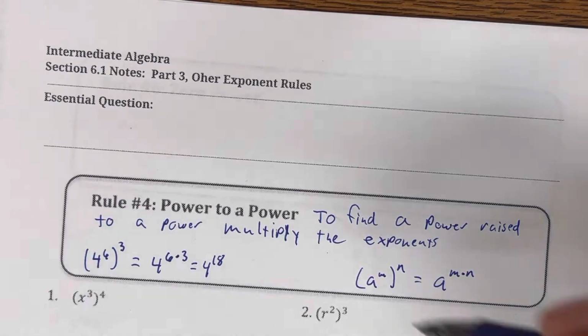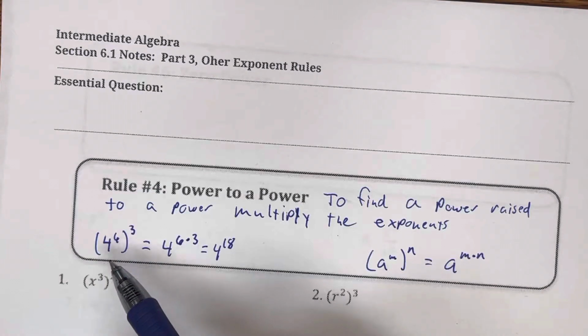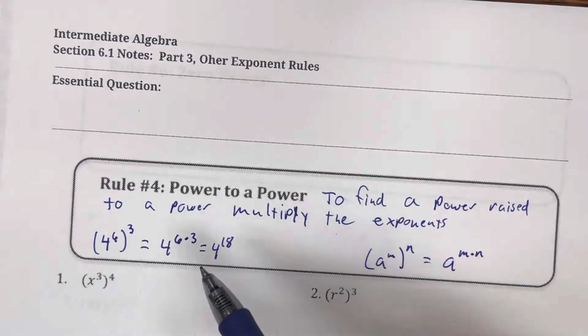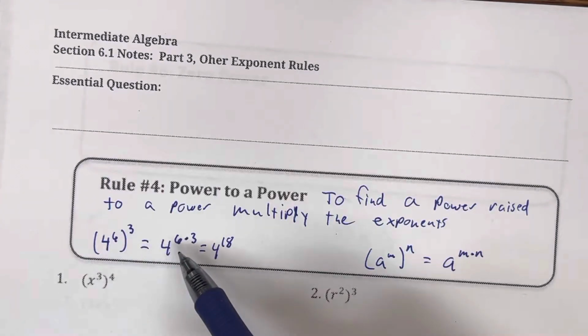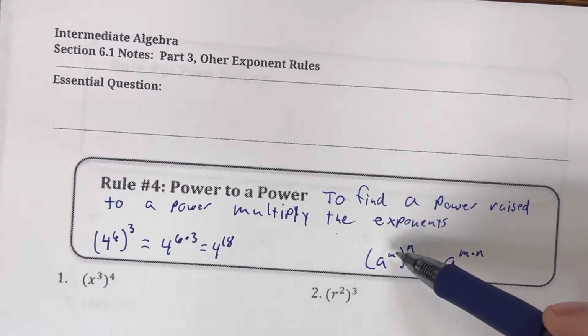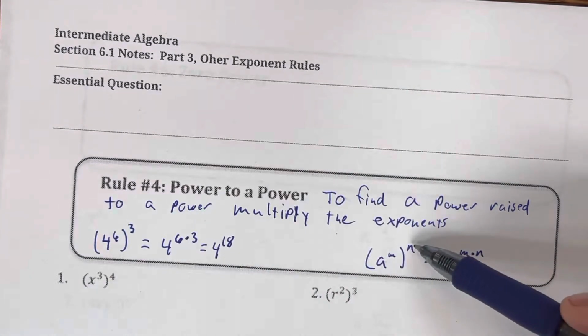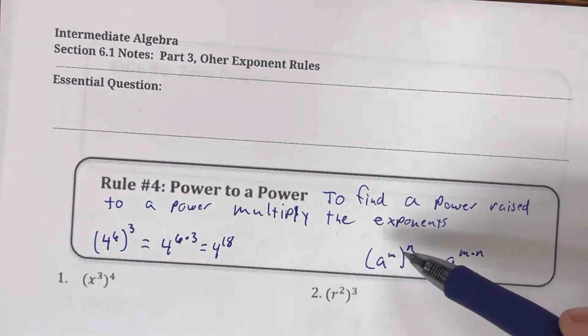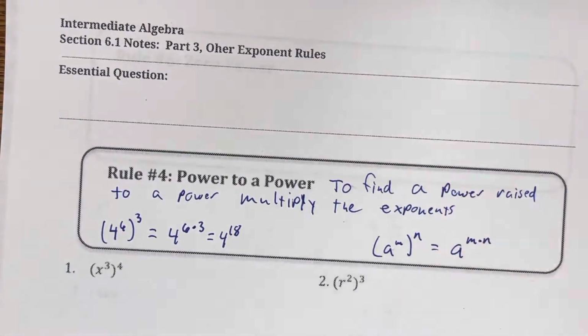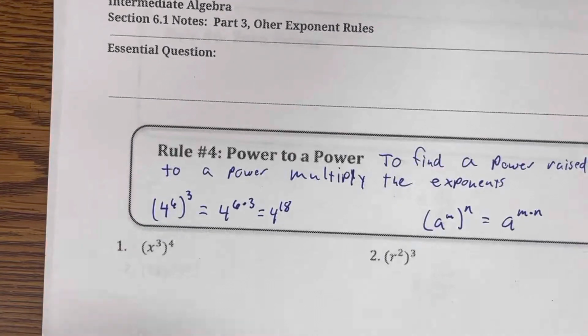So what we're going to see here, to find a power raised to a power, I have 4 to the 6th raised to the 3rd. To do that, I multiply the exponents. So 4 to the 6th raised to the 3rd is 4 to the 6th times 3, 4 to the 18th. In a similar manner in variables, a to the m raised to the n, we'll see a set of parentheses, power raised to a power, I multiply m times n. I multiply the exponents.